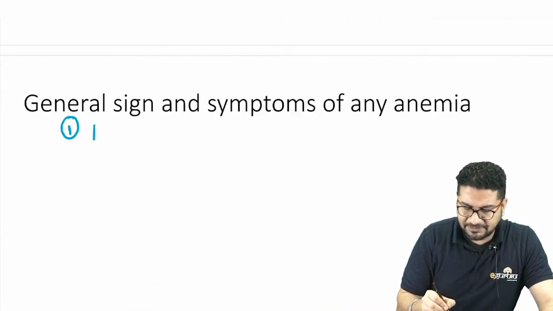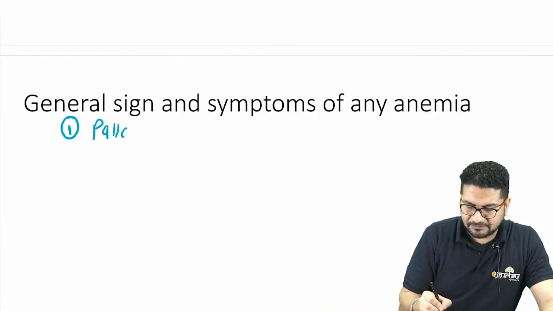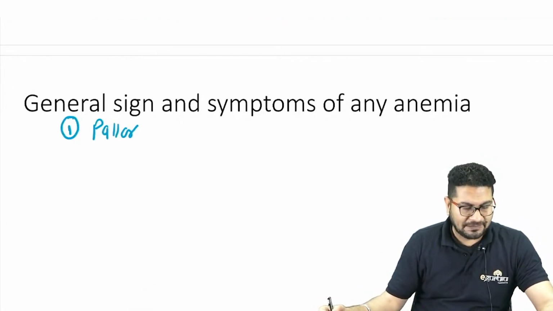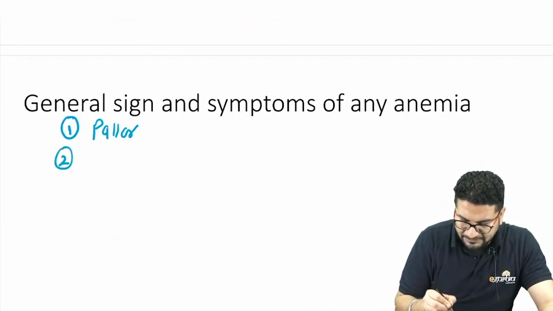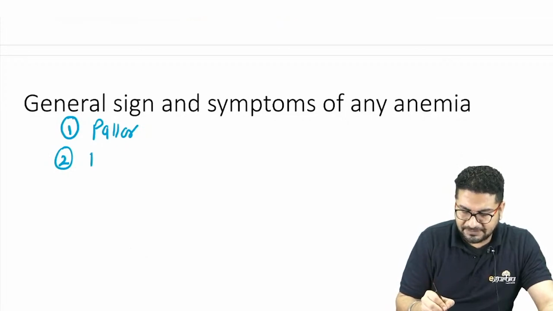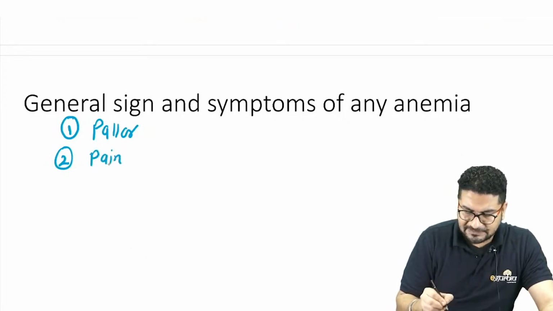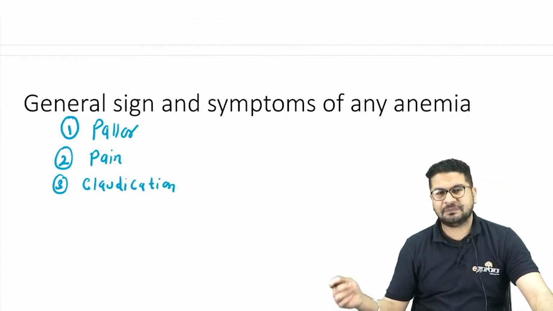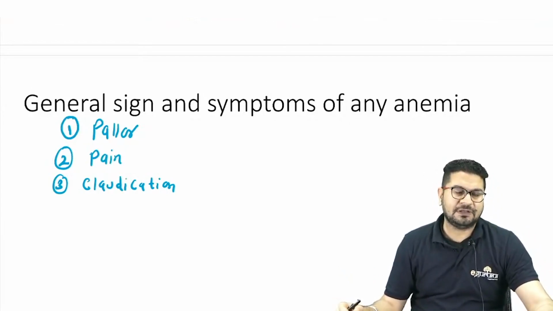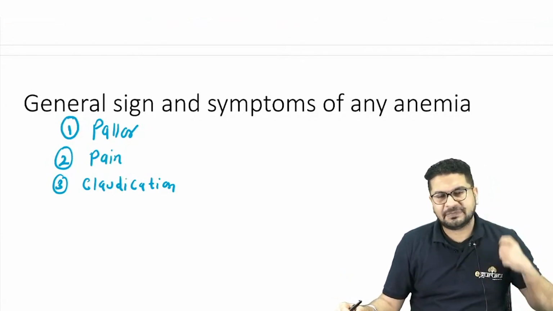Whenever you are having anemia, the patient will develop pallor. There will be skin pallor. Along with pallor, you will notice the patient can have pain, sometimes intermittent pain. What do we call this intermittent pain? We call this claudication. It means the patient will complain, suddenly I am having spasm or spastic pain in my legs.